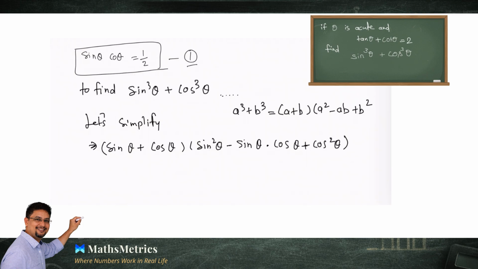The equation now becomes sin theta plus cos theta. We know that sin square theta plus cos square theta is 1. So 1 minus sin theta cos theta. Let us call this equation as 3.